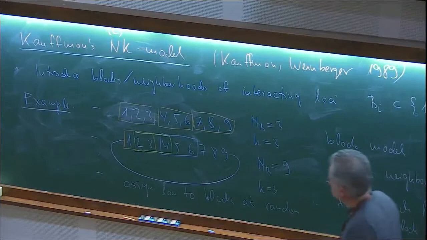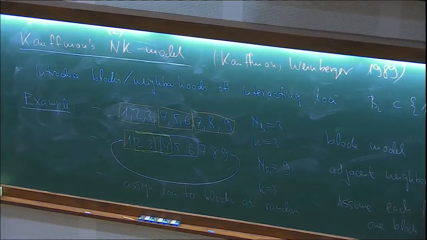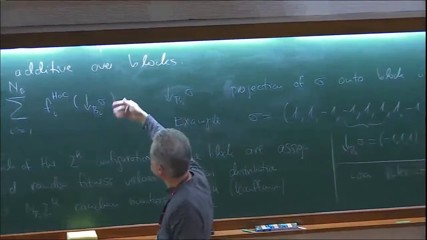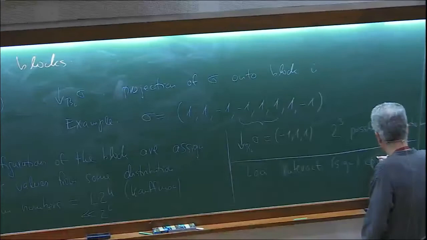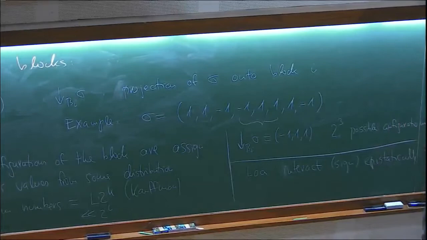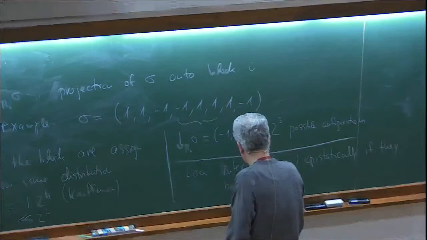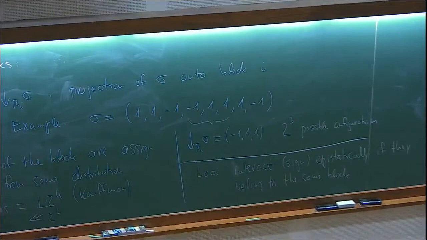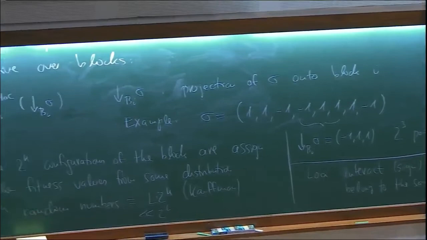Okay. So in this way we can get a rather sparse network of interactions. Loci interact sign epistatically. Actually, here there is sort of no magnitude epistasis. If two loci don't interact sign epistatically, then they don't interact at all. Sign epistatically, if they belong to the same block. Right, so this locus 4 here, for example, would interact both with 2 and 3 and with 5 and 6 because it's contained in both of these blocks. Okay.